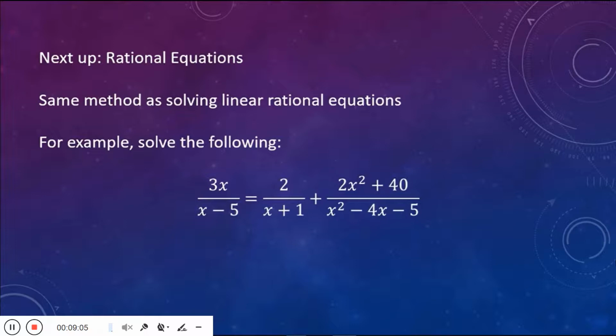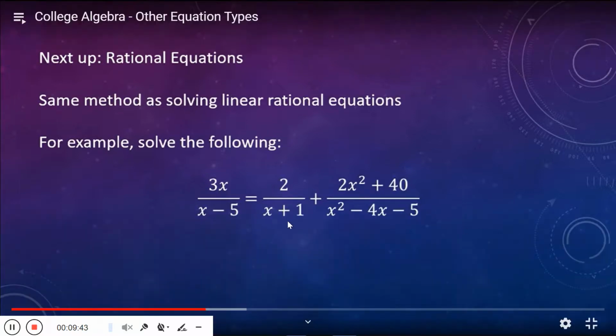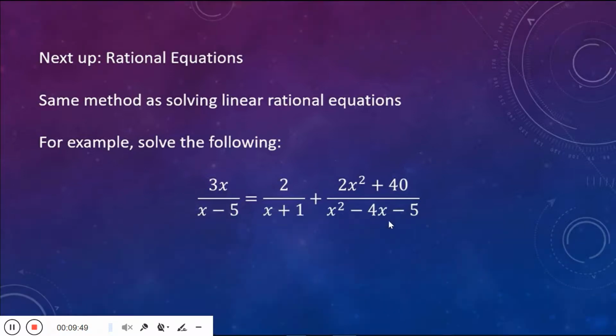3x over x minus 5 equals 2 over x plus 1 plus 2x squared plus 40 over x squared minus 4x minus 5. So we need a common multiple between x minus 5, x plus 1, and x squared minus 4x minus 5. I need something so that if I multiply on both sides by it, it will essentially cancel out the bottoms of those three fractions. Well, note that x minus 5 times x plus 1 does give you x squared minus 4x minus 5.